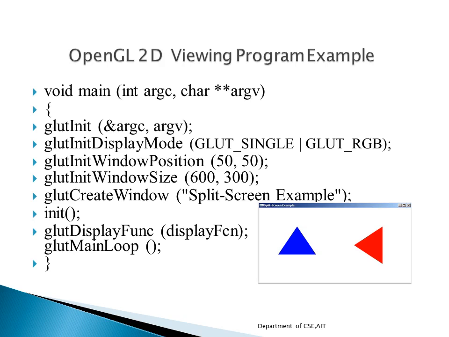And then we have glutCreateWindow. I am going to give a title by making use of this API, glutCreateWindow. And then I am going to call my function which is called init, in which I had set the color, the matrix mode and the orthogonal view. So that is done in the init function. The glutDisplayFunc, whatever you want to display onto the screen, those statements will be present in your display function.